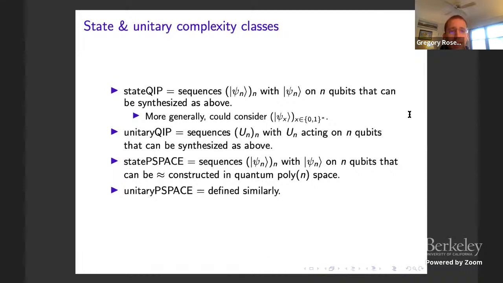Now, we define state QIP as the class of state sequences with one state on each number of qubits that can be synthesized as above. More generally, you could consider states indexed by binary strings. It doesn't really matter. We just need to consider some infinite state family, so we can use asymptotic notation. Unitary QIP is defined similarly. State P space, and it's defined more precisely in the full version of the talk, as what I mean by approximately here, like just how small error we can tolerate.